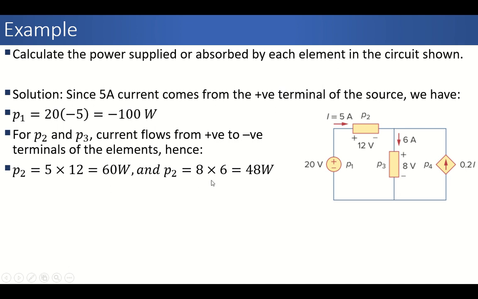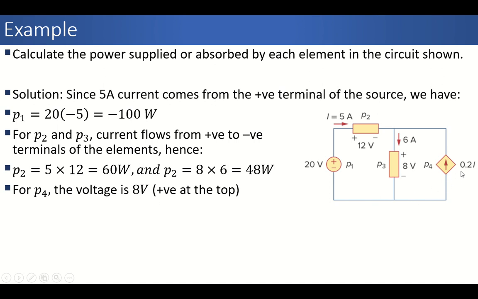Similarly, P2 is equal to 8 into 60, that is P is equal to VI, so 8 multiplied by 60 will be 48. Again you can see that power in this case is also positive. And finally, for P4, the voltage is 8 volt.